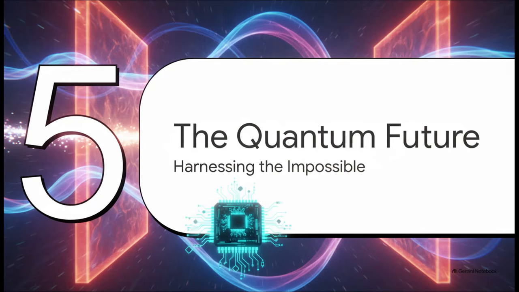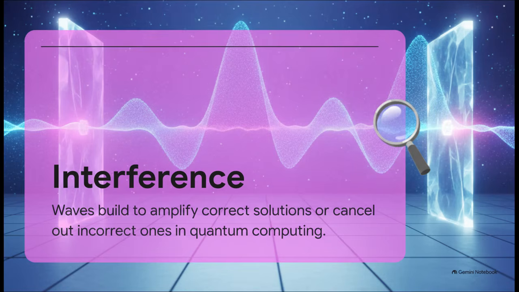So what's next? That brings us to part 5, building the quantum future, harnessing the impossible. Today, researchers aren't just observing this stuff. They are actively harnessing these strange quantum rules to build the next generation of supercomputers. To make quantum computers work, we rely on a concept closely tied to those probability waves we talked about: interference. Interference is the engine of quantum computing.